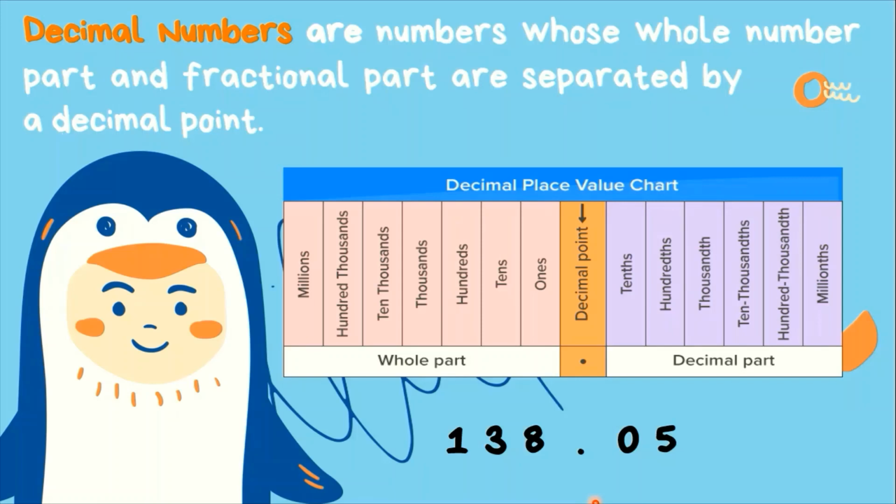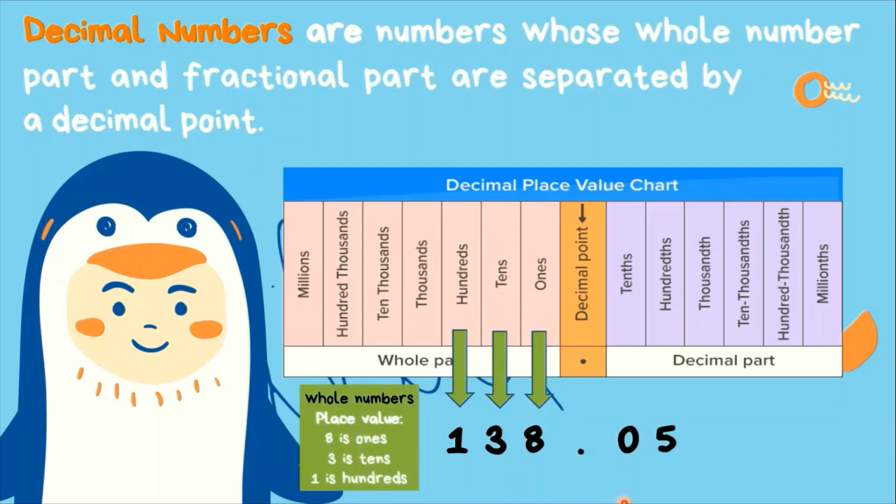Mag-start tayo sa mga numbers na ating makikita sa kaliwa ng ating decimal point. Ito yung ating mga whole numbers. Ang 8 ay, ang kanyang place value ay ones. Ang 3 naman ay tens. At ang 1 ay hundreds. So, per whole numbers, ito ang ating place value. Yung 8 ay ones, yung 3 ay tens, at yung 1 ay hundreds. 138. Para naman sa mga numbers na nasa kanan ng ating decimal point, these are the decimal part.